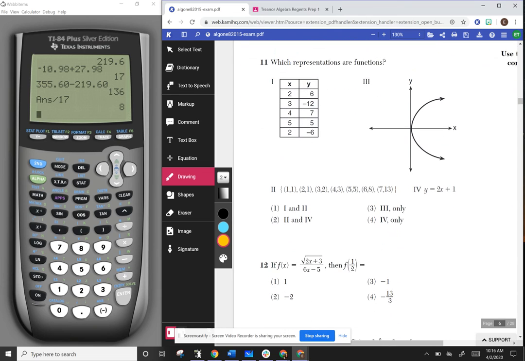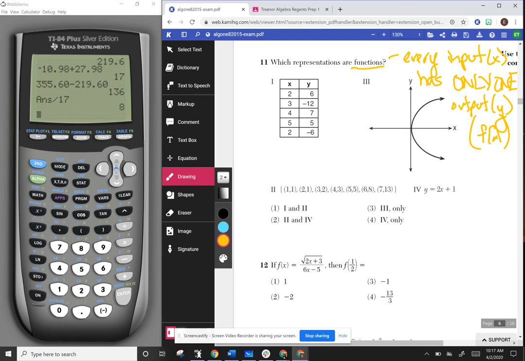Question 11, which representations are functions? Okay, so remembering that a function means every input, usually the input is x, has only one output, which is usually y, or also sometimes f of x.